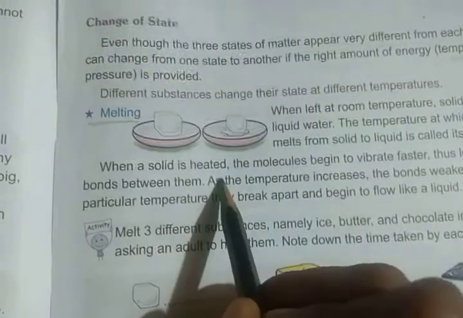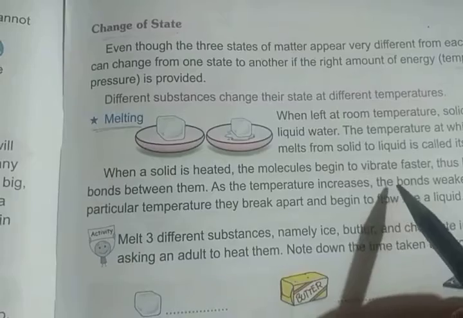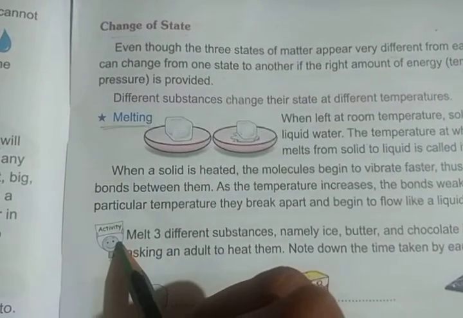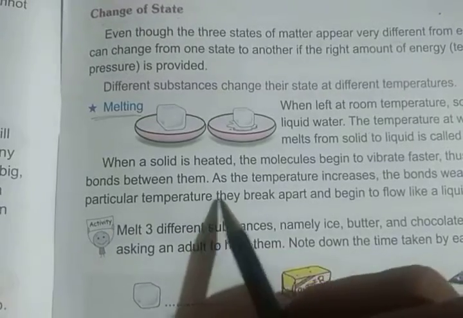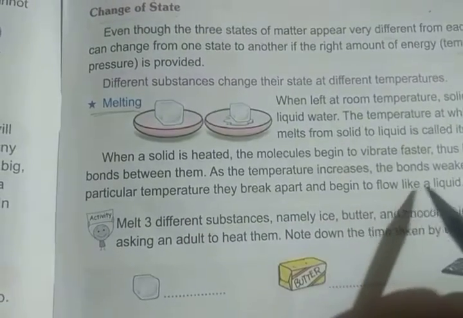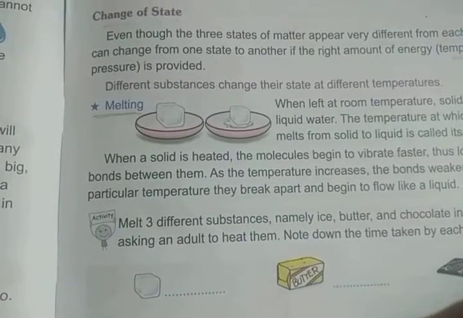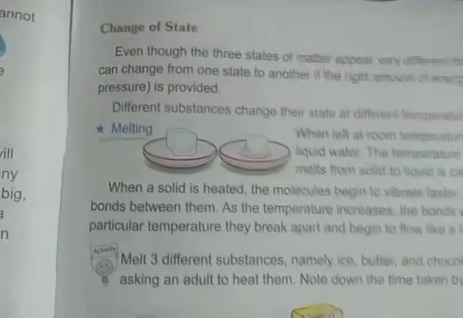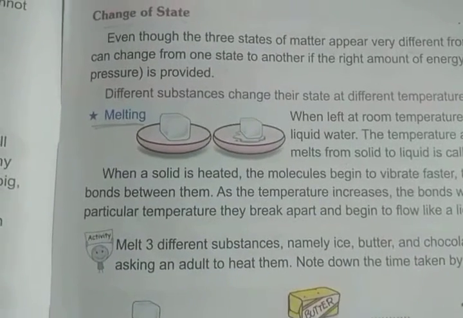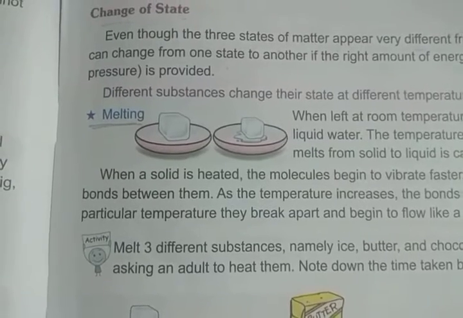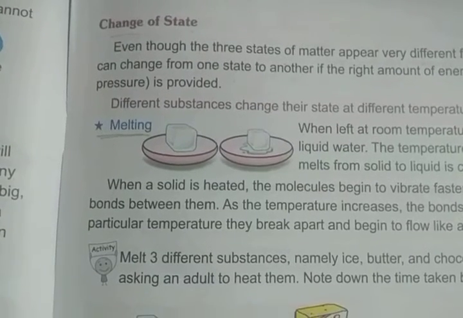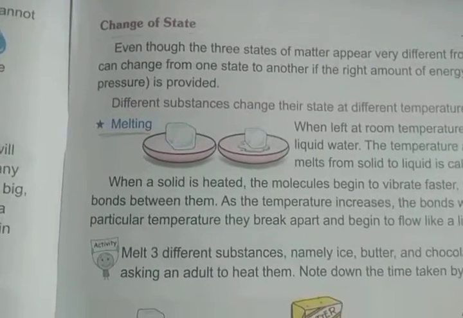So when a solid is heated, the molecules begin to vibrate faster, thus loosening the bonds between them. As the temperature increases, the bonds weaken further till at a particular temperature they break apart and begin to flow like a liquid. So we can say that the solids change into liquid when temperature increases.